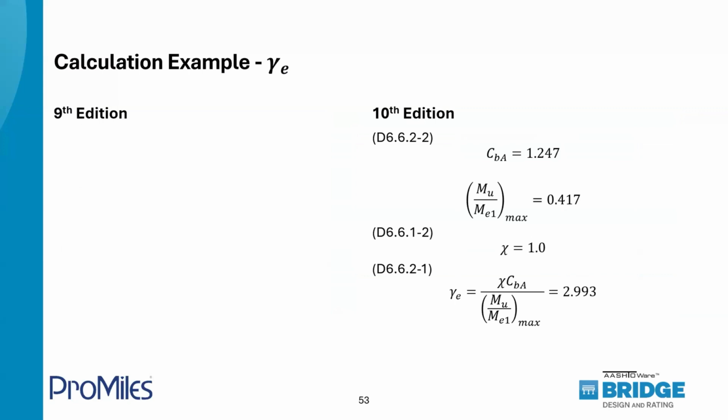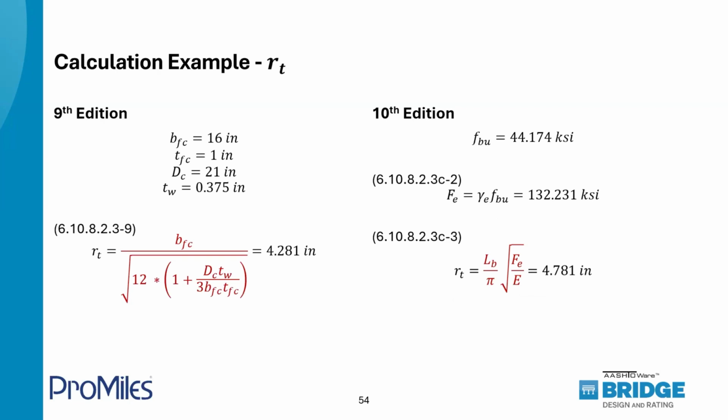So for computing gamma e, obviously the 9th edition doesn't have any calculation. For the 10th edition, gamma e is computed using Cb, which does capture that moment gradient. And then it'll compute some elastic moments, Me1, at various points within the unbraced length. Chi is a non-prismatic geometry factor. All of this together, you'll compute gamma e.